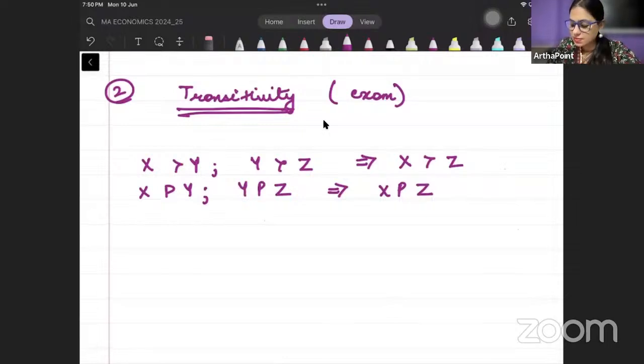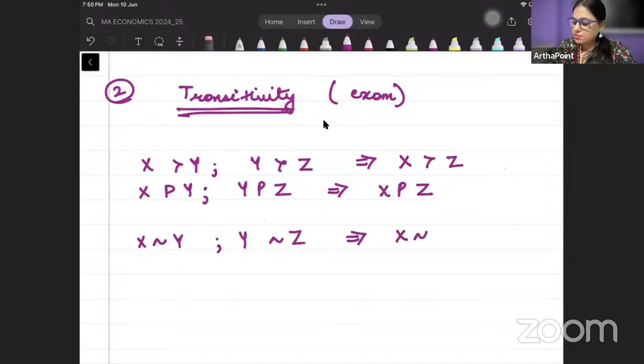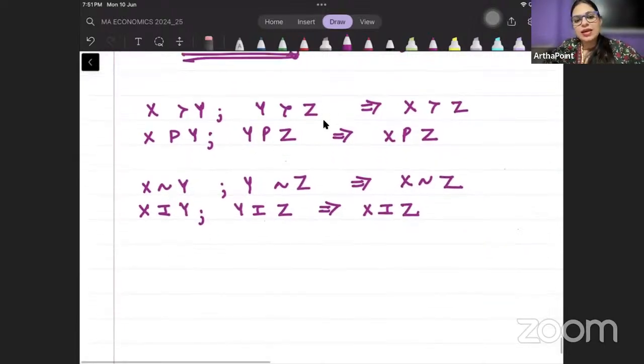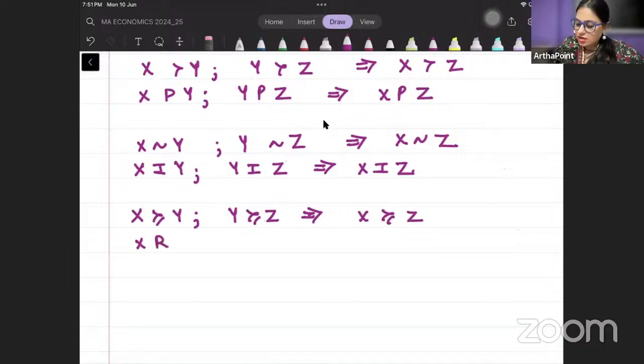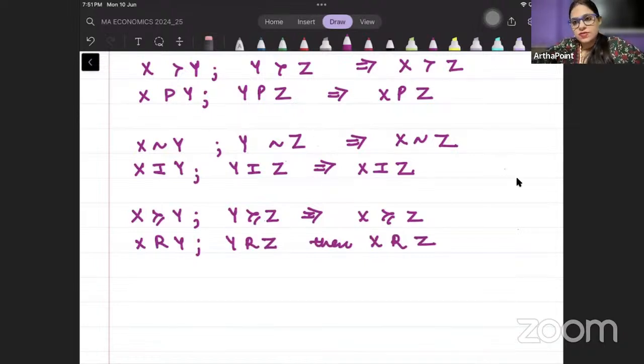Similarly, if I am indifferent between X and Y, and I am indifferent between Y and Z, then I should be indifferent between X and Z. So XIY, YIZ should give me XIZ. Same goes with the last one. If I weakly prefer X over Y and I weakly prefer Y over Z, then I should weakly prefer X over Z. XRY, YRZ, then XRZ. This is called transitivity, right?